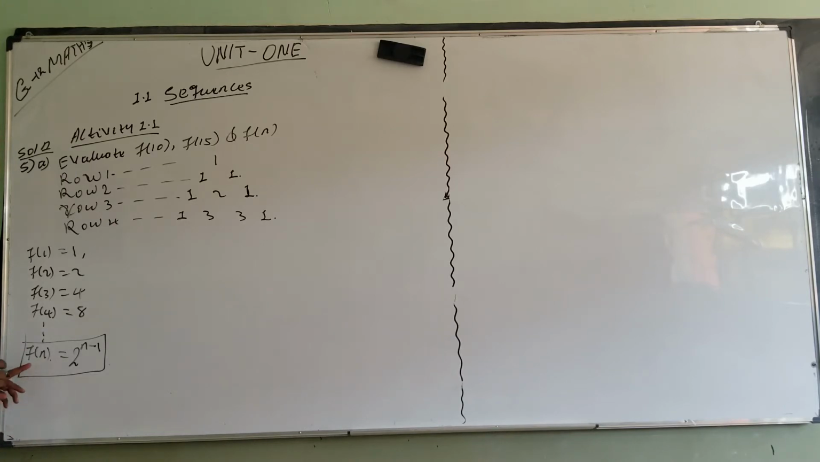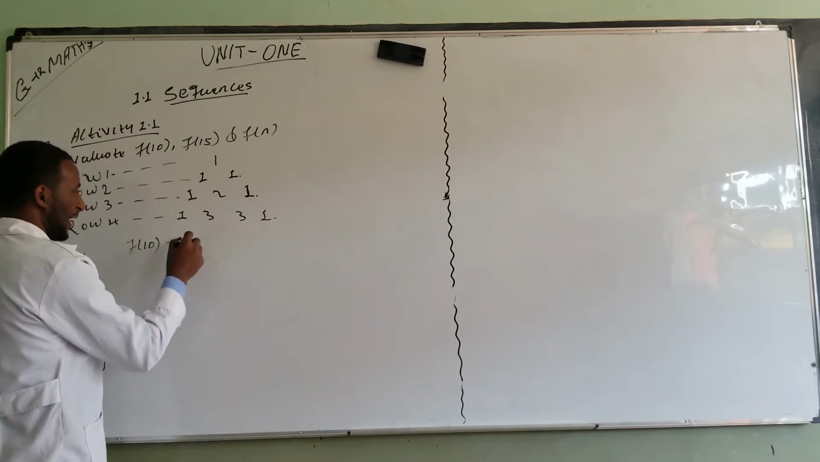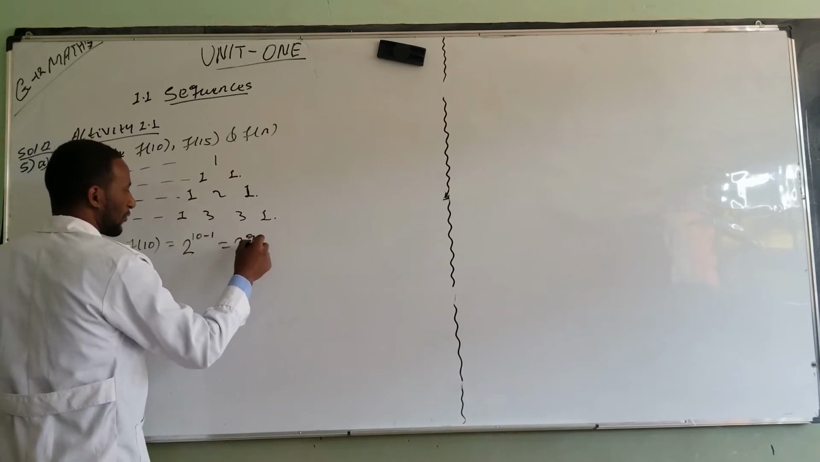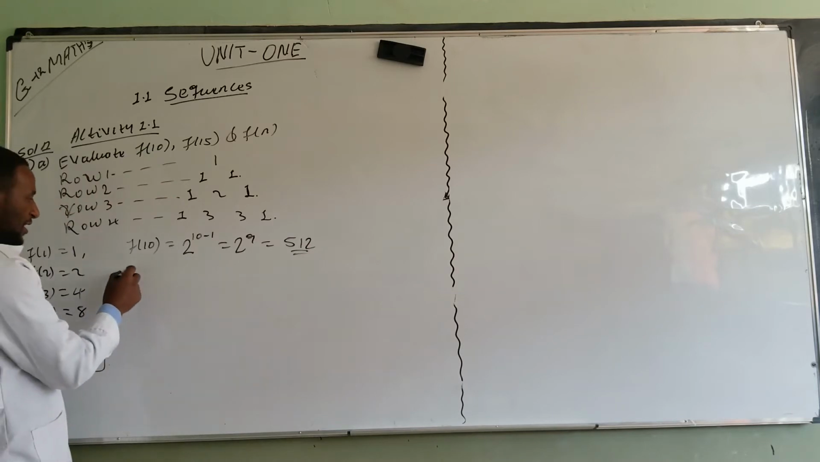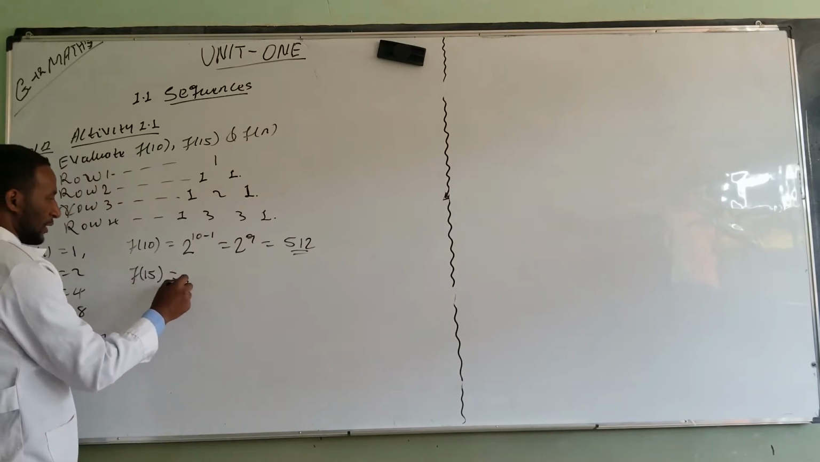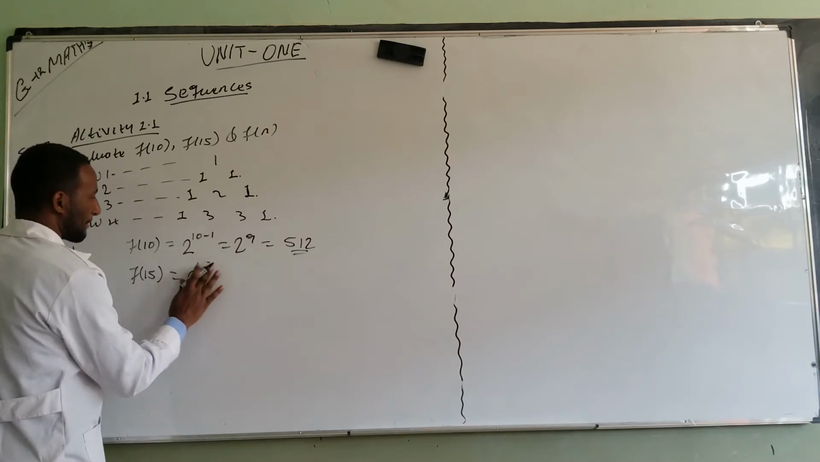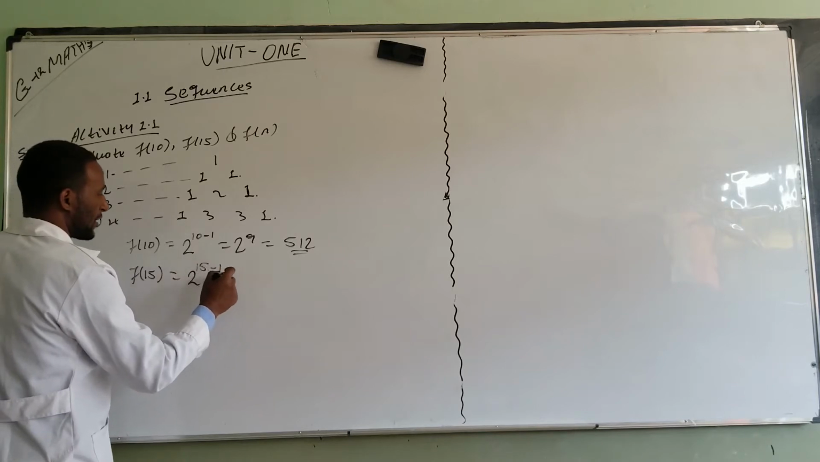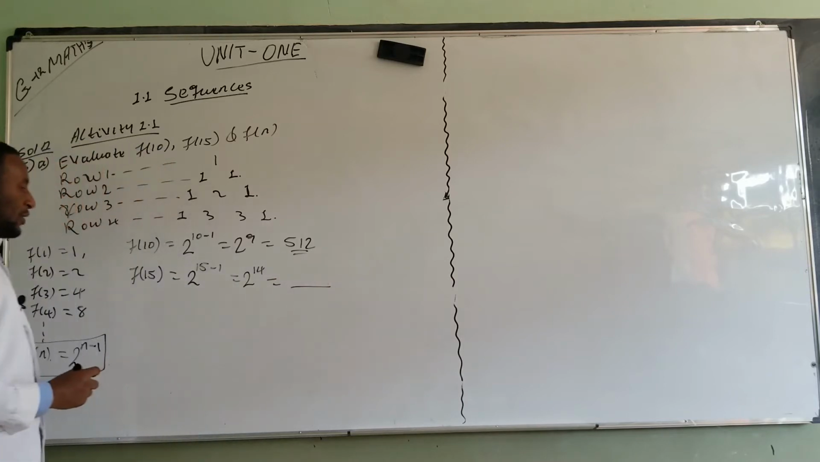Therefore, when we get the general term for f(n), we can find f(10). For f(10), we substitute 10 at the place of n: 2 to the power of 10 minus 1, which is 2 to the power of 9, which is equal to 512. You can check it. f(50) is equal to 2 to the power of 50 minus 1, which is 2 to the power of 49. You can find this value by using a scientific calculator.